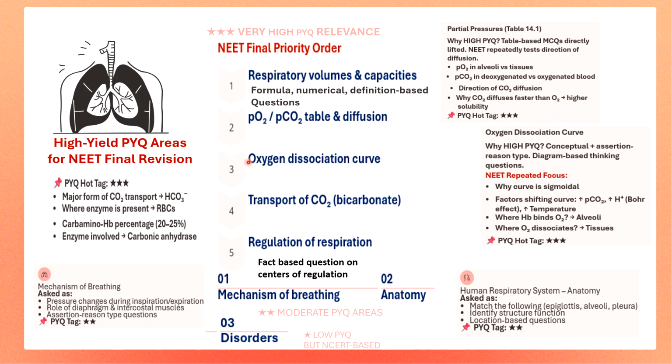Then for the oxygen dissociation curve, what is the nature of the curve, how the curve shifts with respect to different parameters like carbon dioxide, H plus ions, temperature, where hemoglobin binds to oxygen and where it dissociates, and what are the factors contributing to it. So these assertion based or conceptual questions come from this topic.